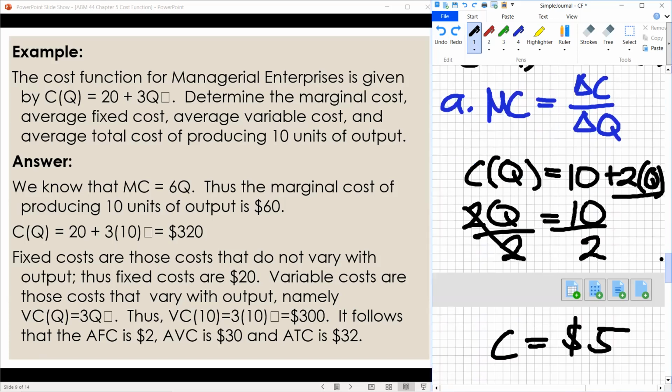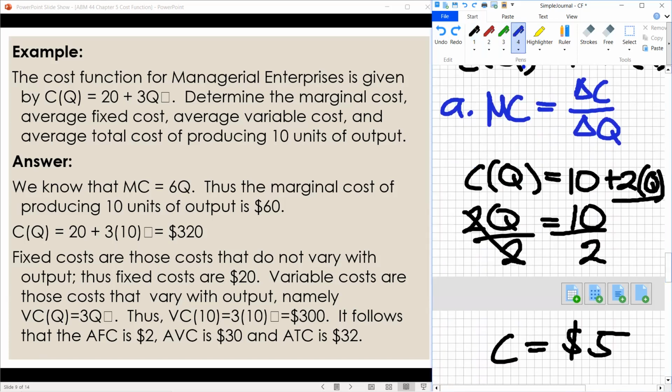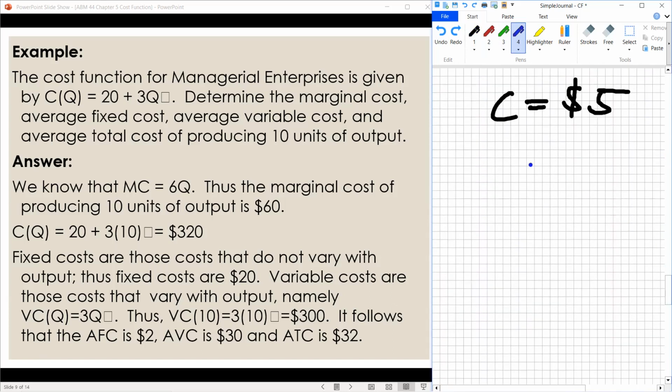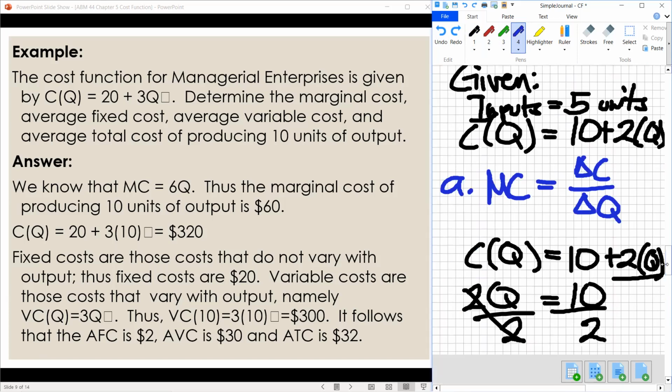So let's try to continue with our marginal cost. So that means, okay, let's try to solve this one based on the marginal. So that means we are going to use the formula. So at a cost of 5, we have 10 plus 2.